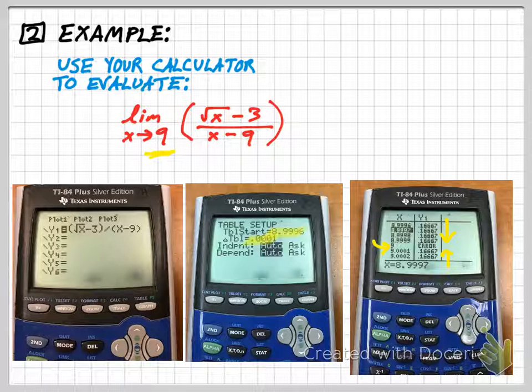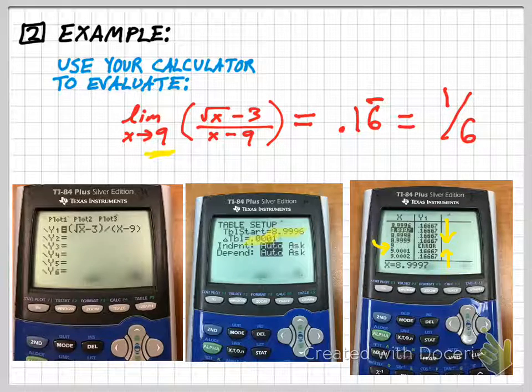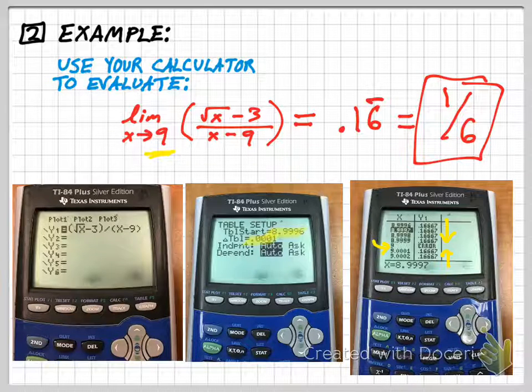0.16667. Here's where you have to do a little bit of educated guessing. If you were to go even closer and imagine that number being even closer to something else, you would imagine that it would be 0.16 repeating forever. Your calculator has to round because it can only hold so many digits, but that turns out to be 1/6 as a fraction, and that is our answer. And so even though this function doesn't exist at 9, it does have a limit as x approaches 9.